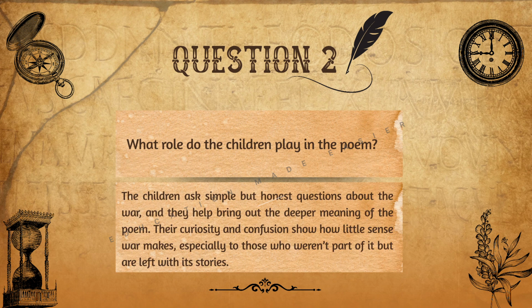Question number two: what role do the children play in the poem? The children ask simple but honest questions about the war, and they help bring out the deeper meaning of the poem. The curiosity and confusion show how little sense war makes, especially to those who weren't part of it but are left with its stories and aftermath.